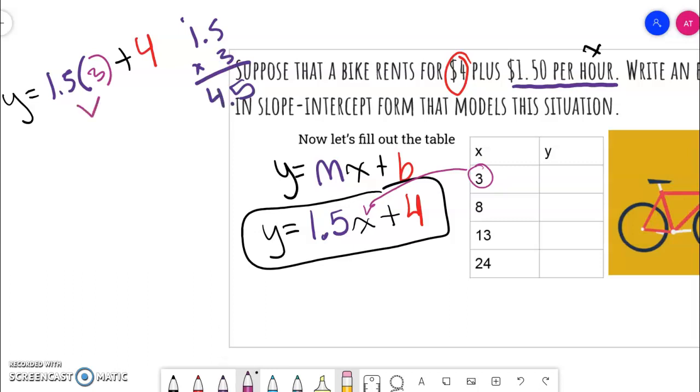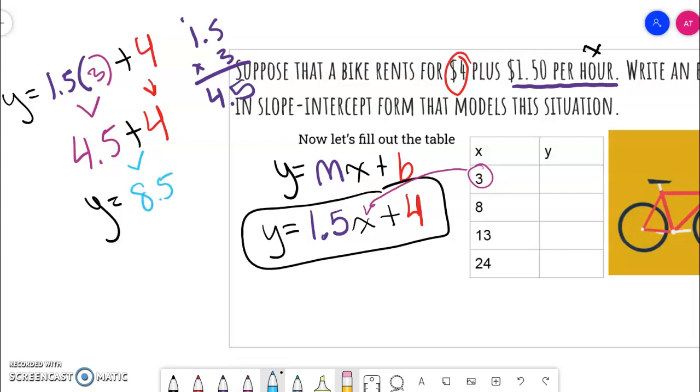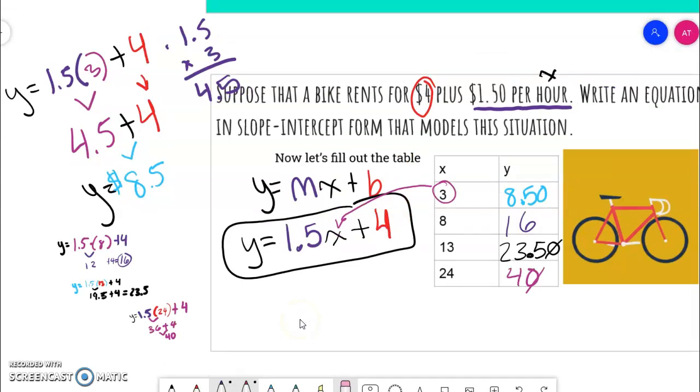4.5. And I didn't do anything to that 4, so I'm going to bring it straight down. So y equals, after I combine them together, is going to be what? 8.5. So it's going to cost me $8.50 to rent for three hours. Now I want you to figure out what 8, 13, and 24 is and see if we get the same answers.